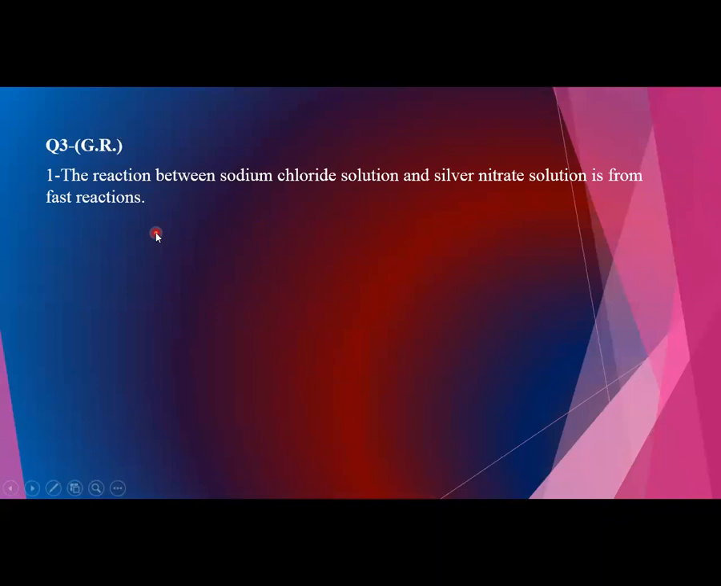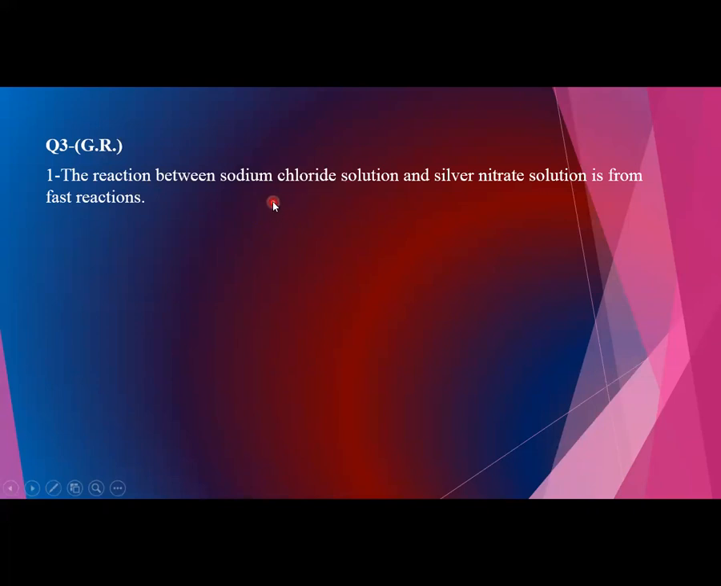Some questions are from the give reason part. The reaction between sodium chloride solution and silver nitrate solution is a fast reaction. Let's see: sodium with chloride, and silver with nitrate, we find positive and negative ions. So here a positive ion with a negative ion, and here a positive ion with a negative group, and therefore here we have ions. So the reaction takes place between ions.